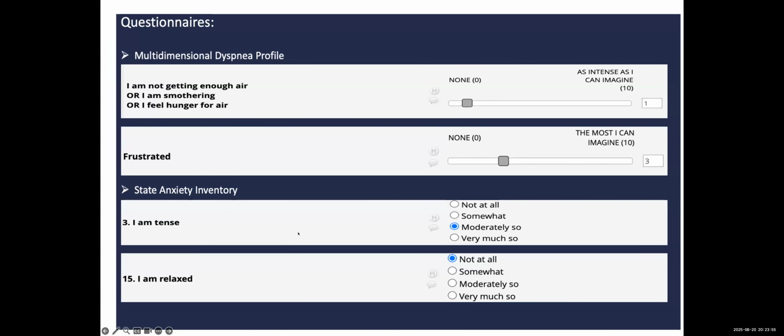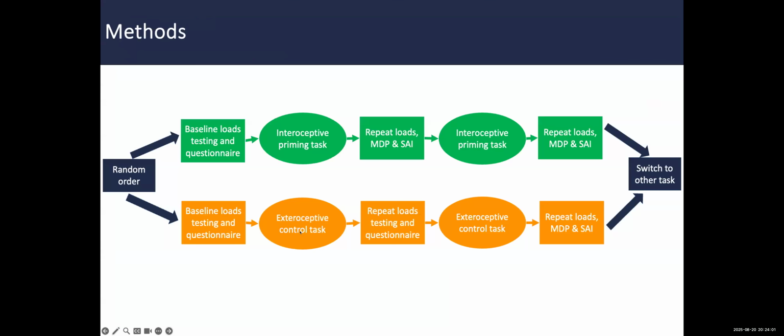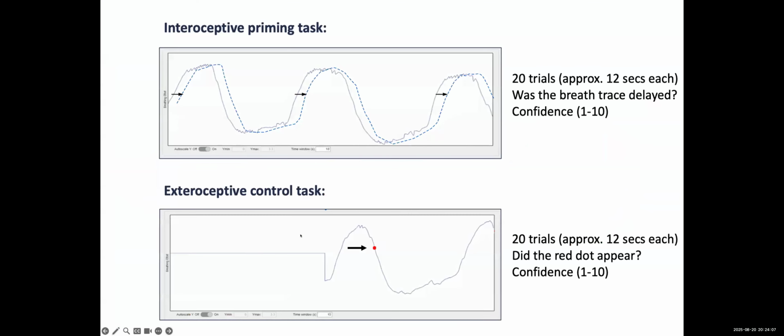Then we give them 2 questionnaires to assess their breathing sensation and mood while breathing through the mask. Then we do one of our computer tasks. Participants will either start with the interoceptive priming task, which involves them watching their own breath trace on the screen, which is emitted from an abdominal respiratory band.